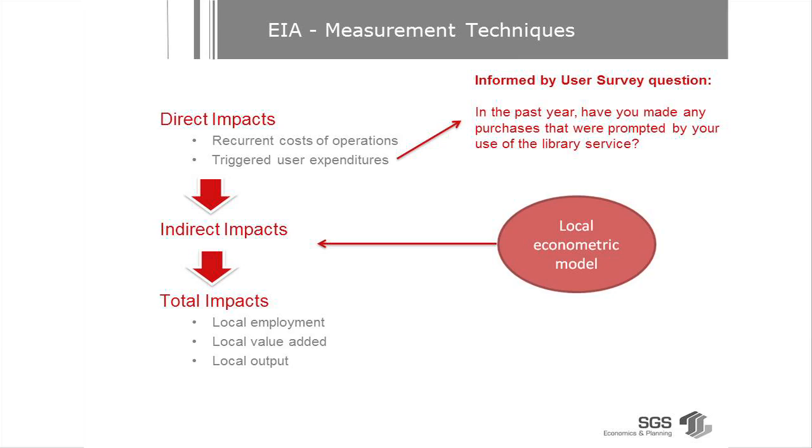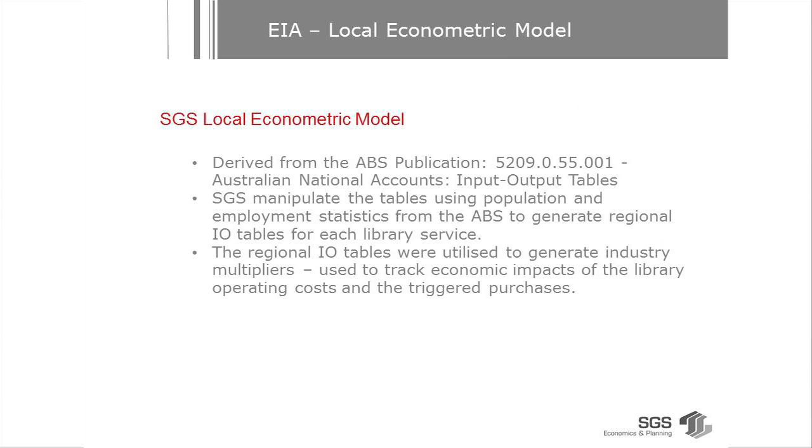The local econometric model that we use was scaled down from the Australian National Accounts input-output tables, and we manipulated those using population and employment numbers to generate a regional table for every library service in Queensland. We then performed manipulation on those tables to get these multipliers, which tell us how much a dollar invested in a library is going to flow through that economy and what value it's going to create in terms of your output, employment and value added.